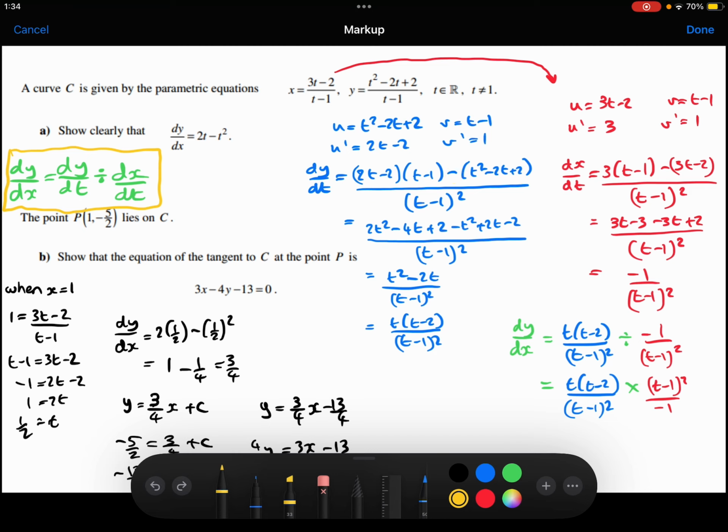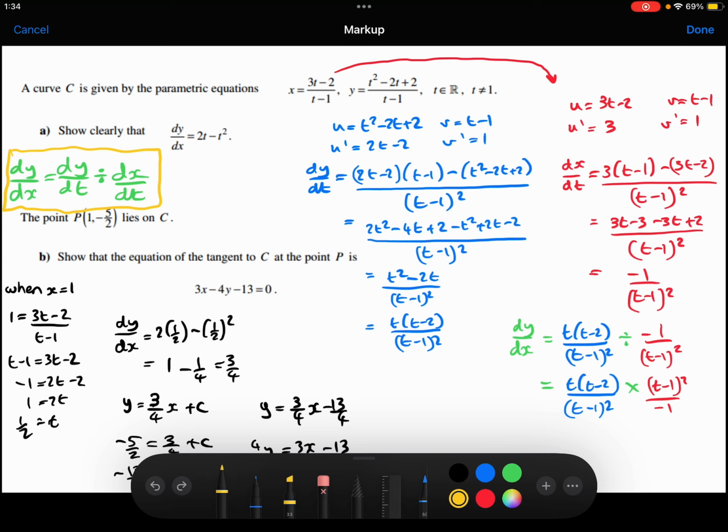Next, I've collected up the like terms. I've got the 2t squared minus t squared, so that's just t squared. The minus 4t plus 2t is minus 2t. And you can see the plus 2 and the minus 2 cancel out. And then I've just factorised my numerator a little bit there as well. So that is the dy by dt.